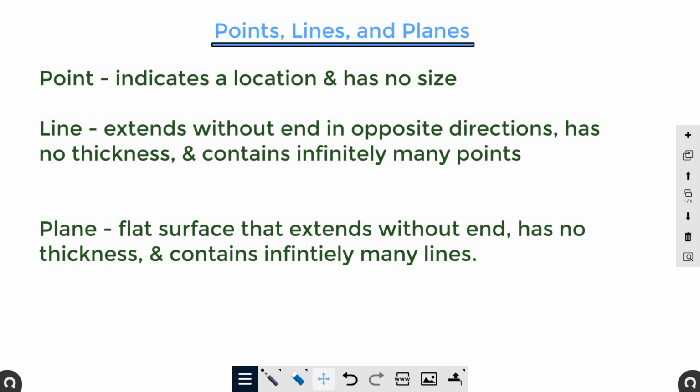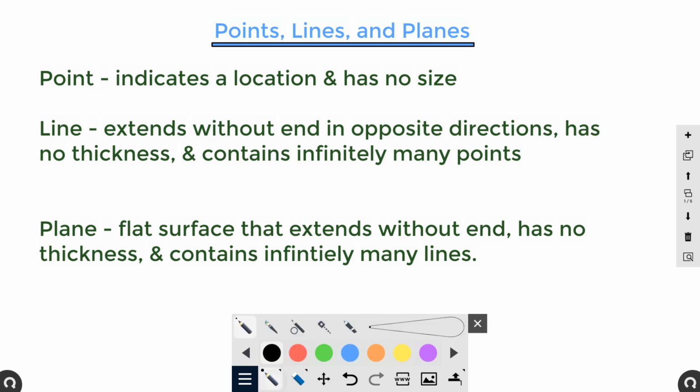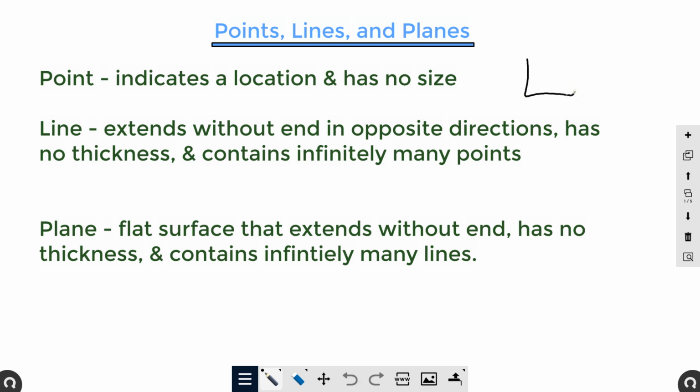All right, so our first unit is all about basic geometry. So we're going to start out with some definitions. Now, I want you to put these on your index cards. When you make your index card, on the front you typically put the term and then a picture. And then on the back, that's where you will put your definition.